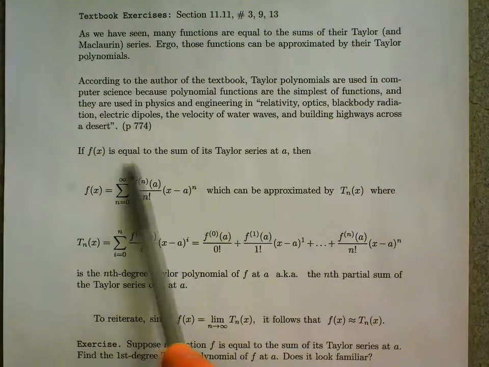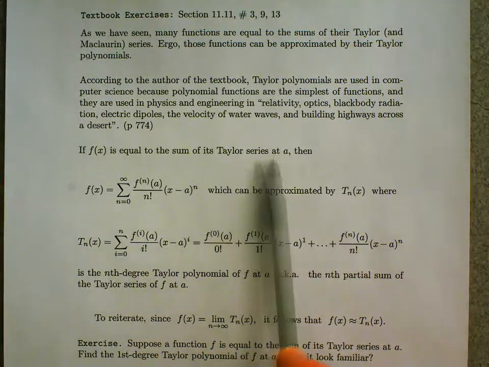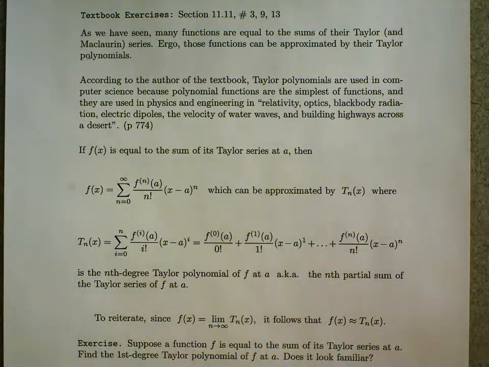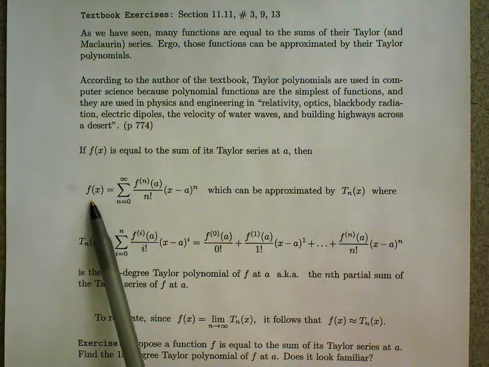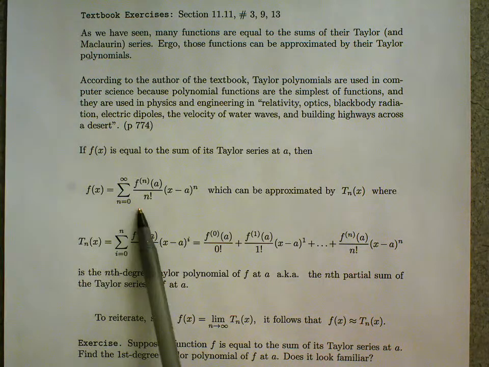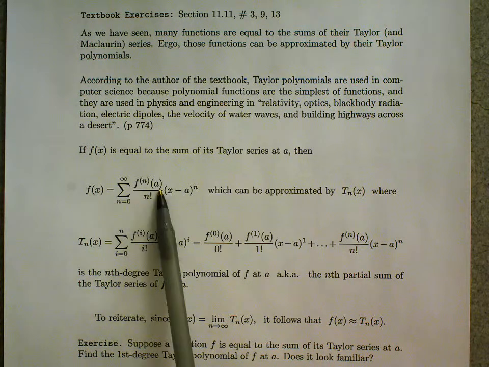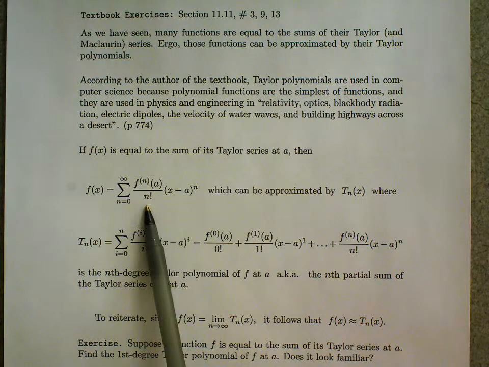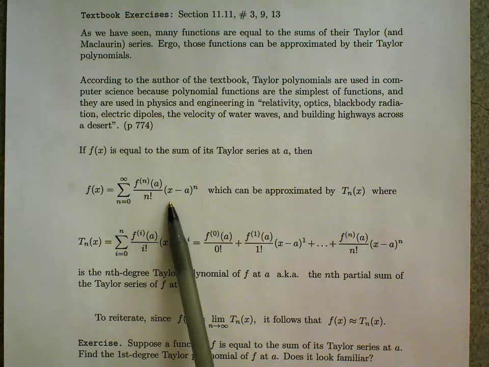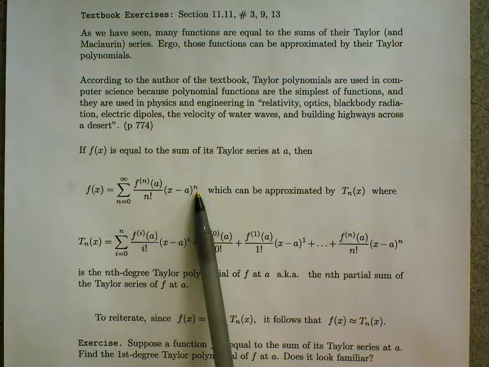All right, the next part, if f of x is equal to the sum of its Taylor series at a, then as we have seen, f of x is equal to this infinite series. The coefficients of the Taylor series are the nth derivative of f evaluated at a divided by n factorial. And those are multiplied by the binomial x minus a to the power n.